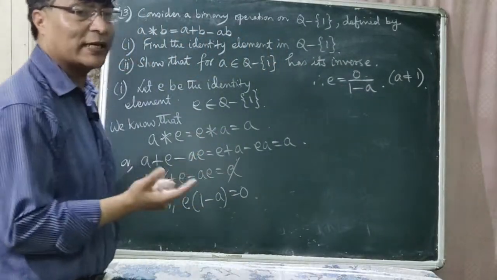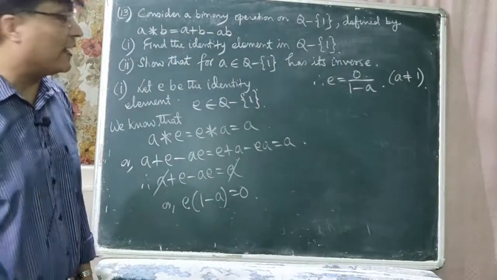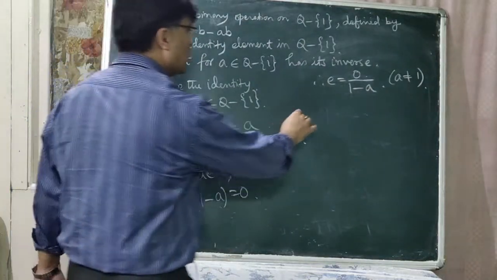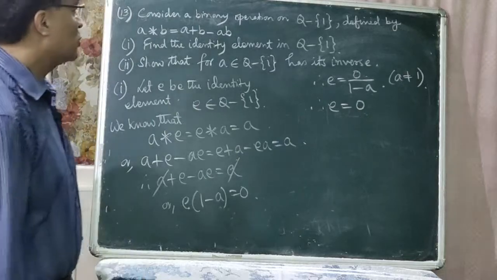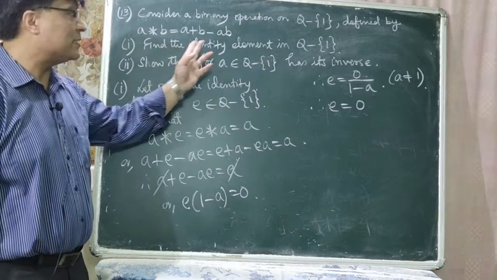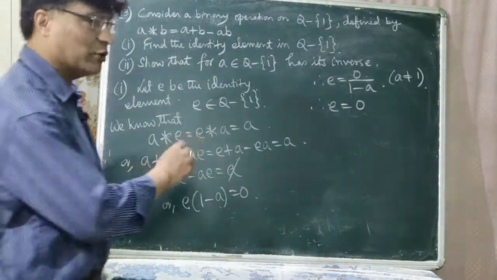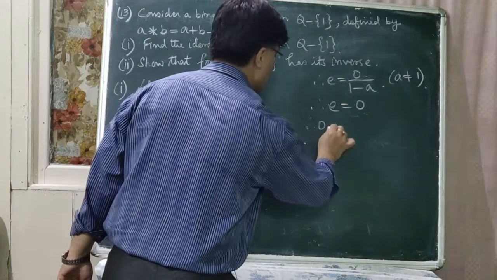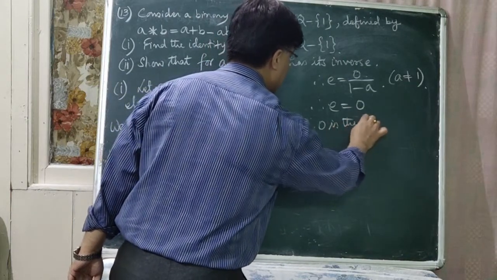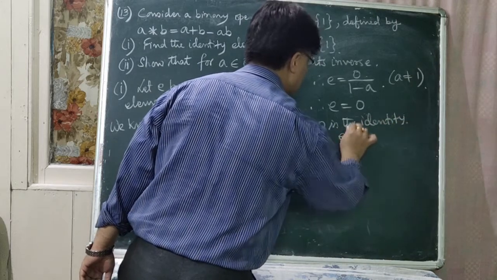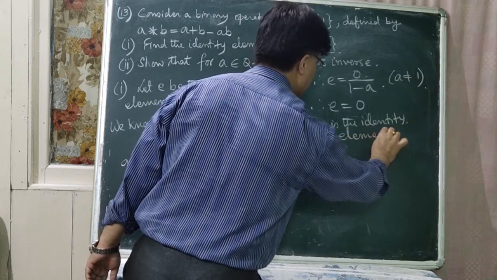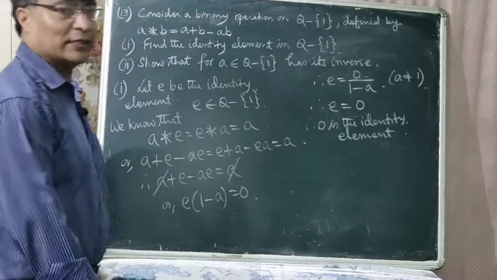1 minus 1 is 0. That is 0 by 0 is always undefined. Okay. So you can write E is equal to 0. So which is the identity element in Q minus 1? 0. So therefore 0 is the identity element. So 0 is the identity element. So I think you have understood it.